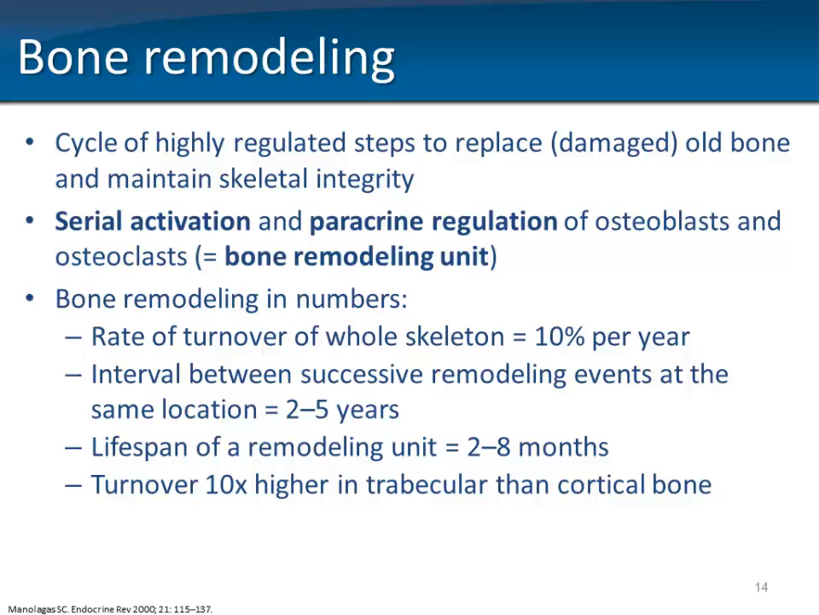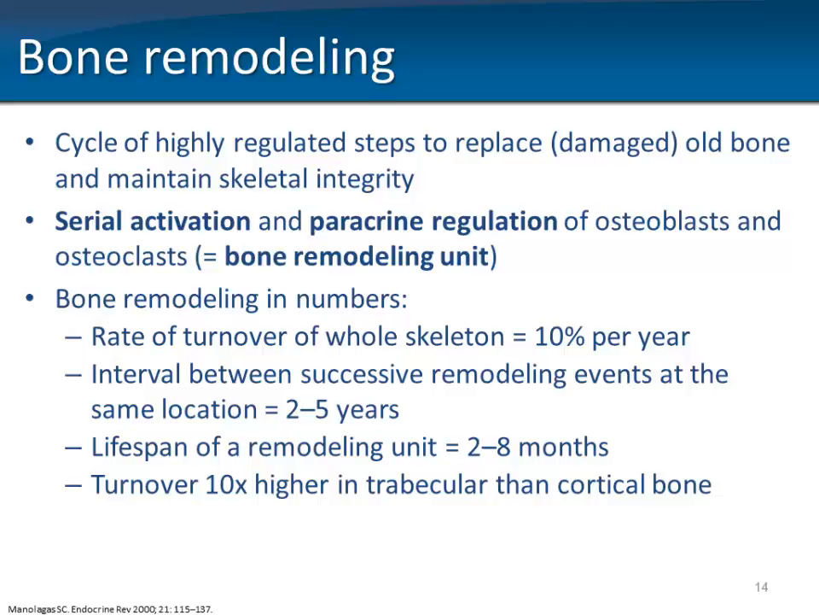So bone remodeling, on the other hand, is cyclical, as I told you, and it's a set of highly regulated steps that we have. It's a repair mechanism, so we can replace damaged old bone, and we can maintain our skeletal integrity. Activation is serial, and regulation occurs on many levels, but it's largely paracrine, due to the mediators that both osteoclasts and osteoblasts will respond to.